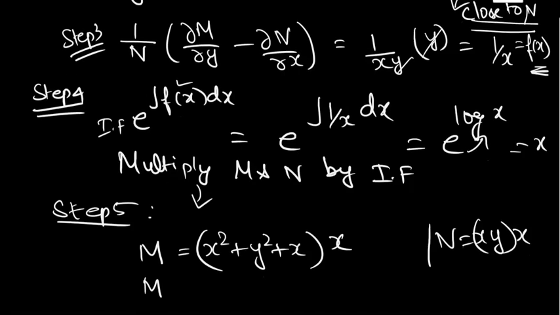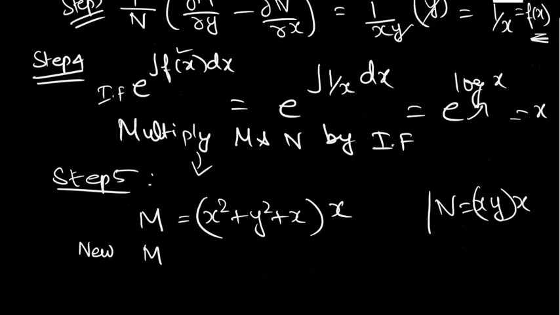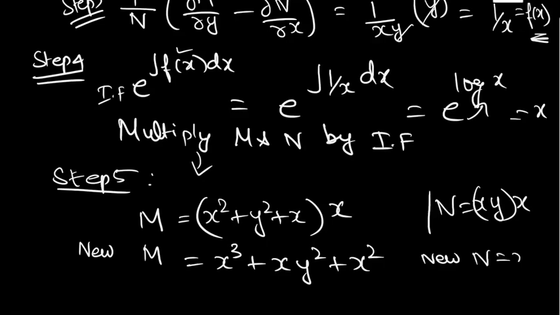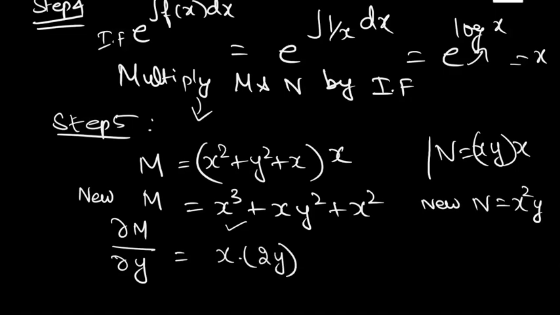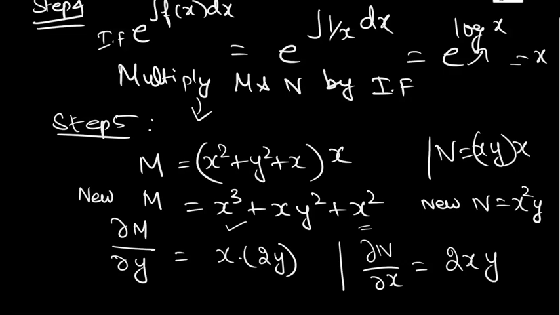Now, if you want, you can write like this, or new m is x cube plus xy square plus x square, and your new n is x square y. Now we are going to check whether del m by del y is equal to del n by del x. Always you check del m by del y with respect to y. 0, again x is just a constant. Y square differentiation is 2y. Again x square differentiation is 0. And del n by del x, x square differentiation is 2xy. So if you check, both the answers are 2xy.